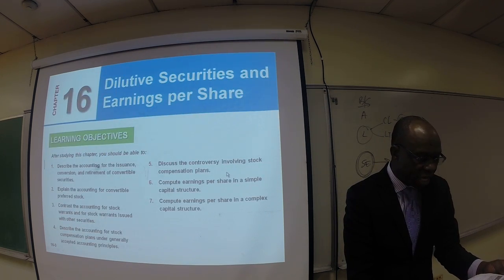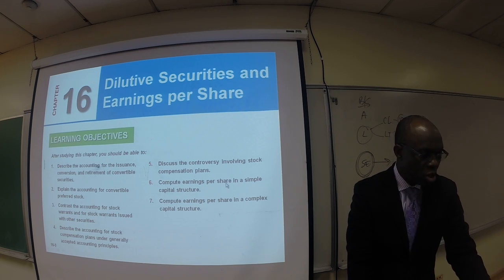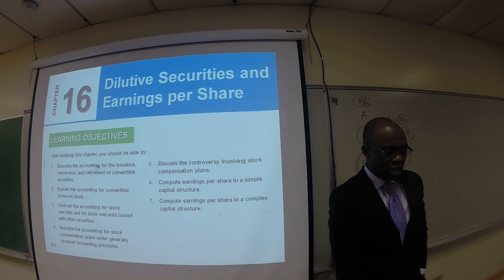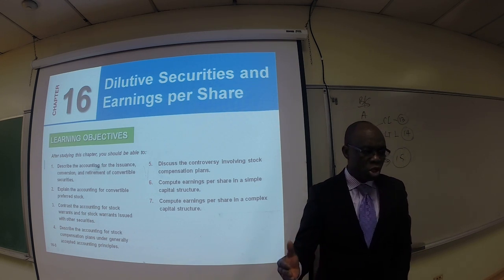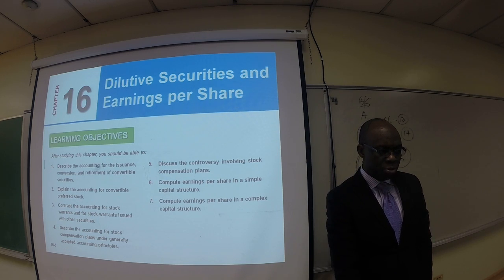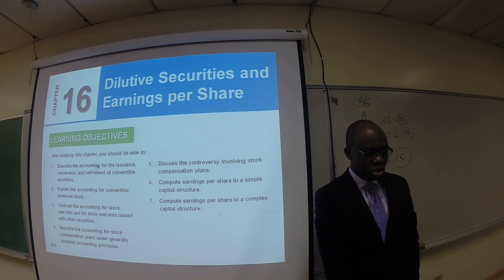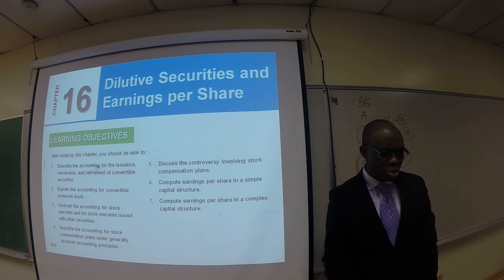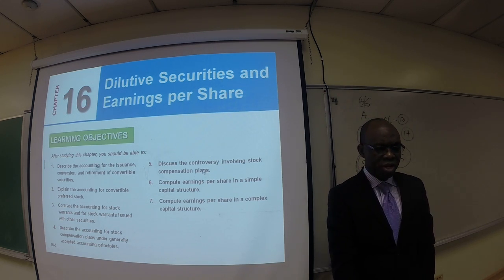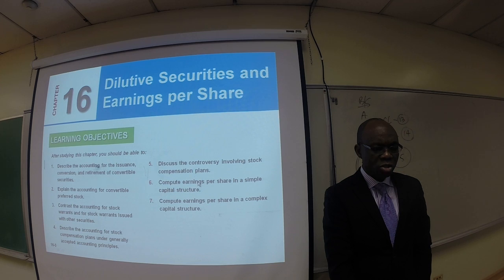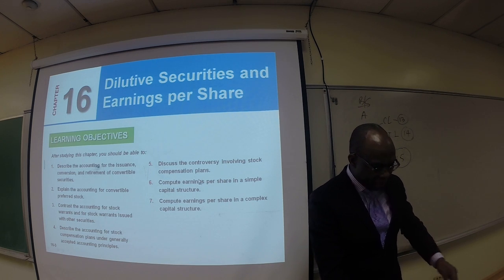Now let's take a look at the objectives of this chapter specifically. We are going to talk about the accounting for issuance, conversion, or retirement of convertible securities. We are going to talk about convertible preferred stock, and stock warrants issued with other securities. We're also going to talk about stock compensation plans under GAAP, and briefly talk about the controversy involving stock compensation plans. Then we talk about how to compute EPS in a simple and a complex capital structure environment.